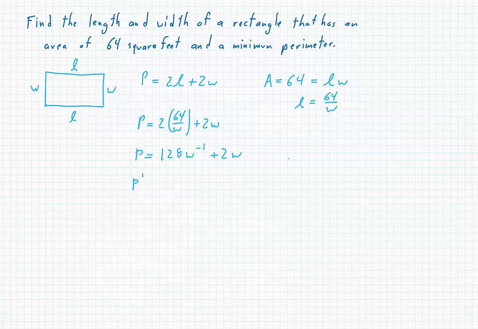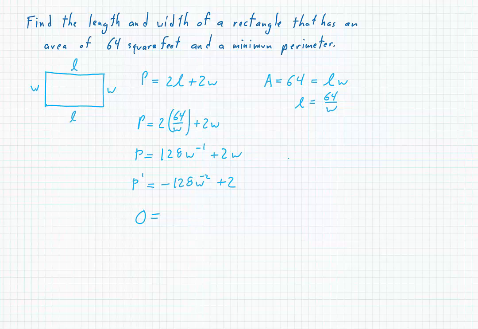P prime is therefore minus 128 W squared plus 2. And that should be W to the negative 2. So P prime is equal to negative 128 W to the negative 2 plus 2. Now that's going to be undefined when W is 0. But let's note for a moment that if W is 0, we don't have a rectangle, so we're not really interested in that value. So let's consider what happens when this is 0.